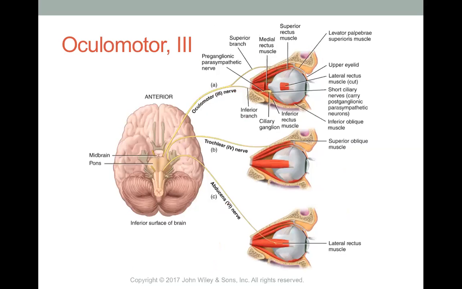Now, our third cranial nerve, or cranial nerve 3, is your oculomotor nerve. So the oculomotor nerve, and we also have shown here the trochlear nerve, which is cranial nerve 4, and your abducens, which is cranial nerve 6. So 3, 4, and 6 all actually are going to control the muscles that move your eyeballs. So with that being said, because they are controlling muscles that move the eyeballs, they are all motor nerves.